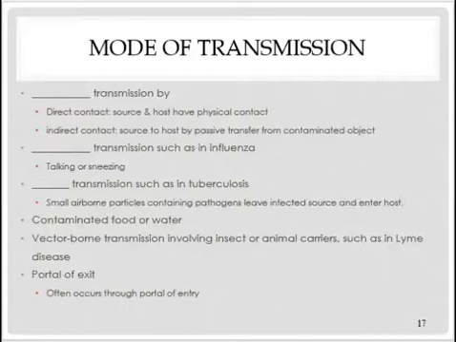Airborne transmission occurs when small airborne particles containing pathogens leave the infected source and enter a susceptible host. These pathogens can be suspended in the air for a prolonged time. The particles carrying pathogens are usually contained in droplet nuclei or dust. They are usually propelled from the respiratory tract by coughing or sneezing. A susceptible person then inhales the particles directly into the respiratory tract. And one of the main examples we have for airborne is tuberculosis.